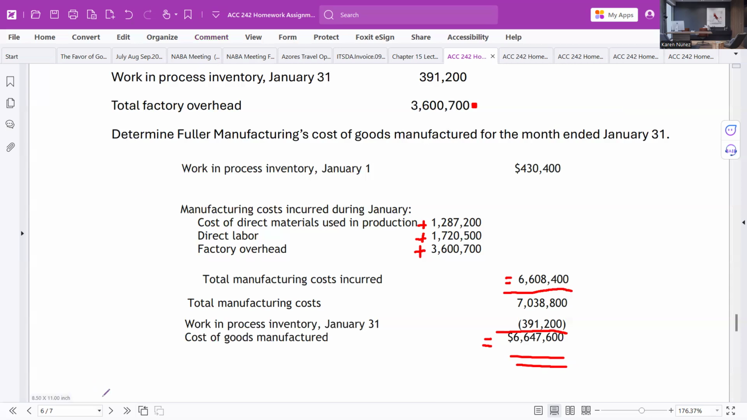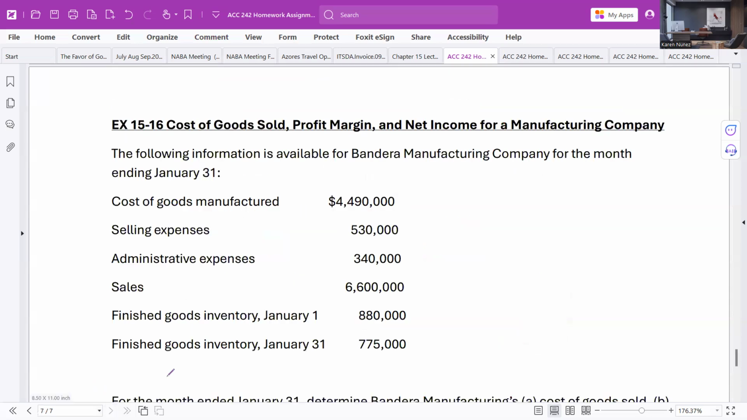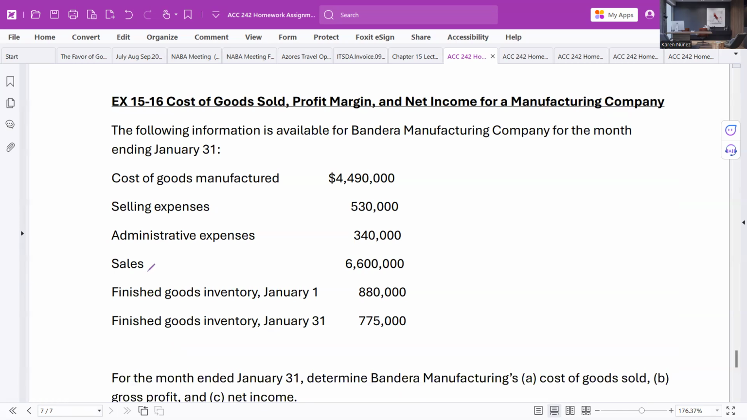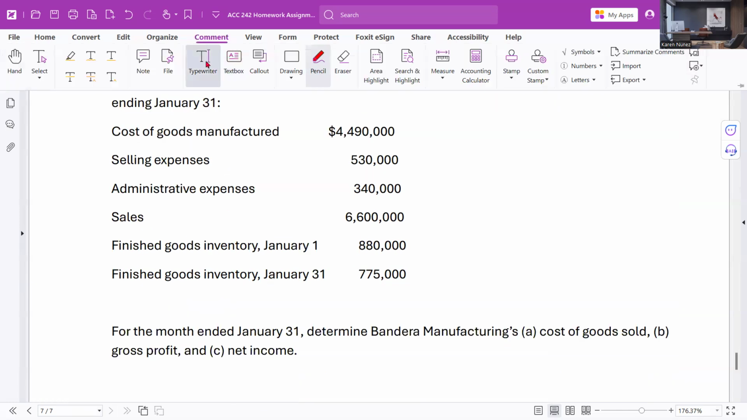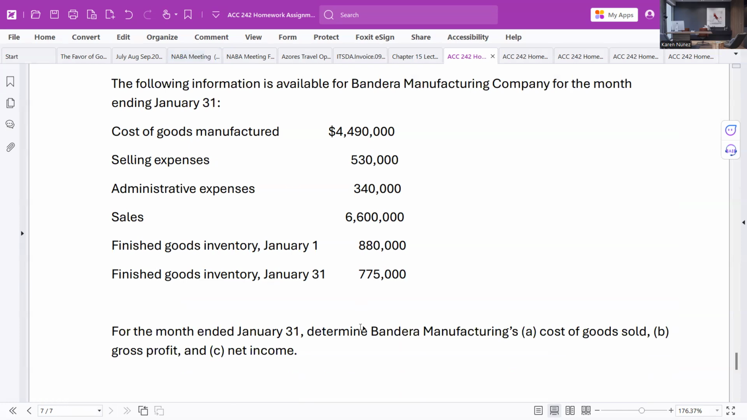Okay, we've got a couple more left, or actually I think we've got one more left, and we need to find several things here. We need the cost of goods sold, the profit margin, and the net income. So basically what we need is everything that you would find on the income statement. The first thing we need to determine is the cost of goods sold. The way we get the cost of goods sold is we focus on that finished goods account. So we want to think about this again.